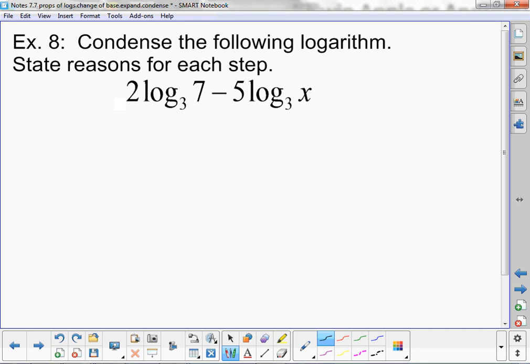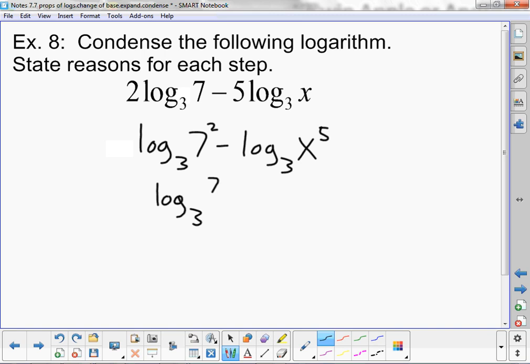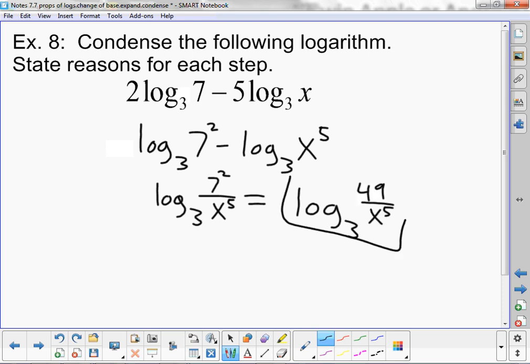Okay, so this one, make sure you handle your exponents first. So this is going to be log base 3 of 7 squared minus log base 3 of x to the 5th power. Now we see subtraction, which means division. So it'll be log base 3 of 7 squared over x to the 5th power. You can go ahead and clean up the 7 squared a little bit. So it'll be log base 3 of 49 over x to the 5th. There you go.